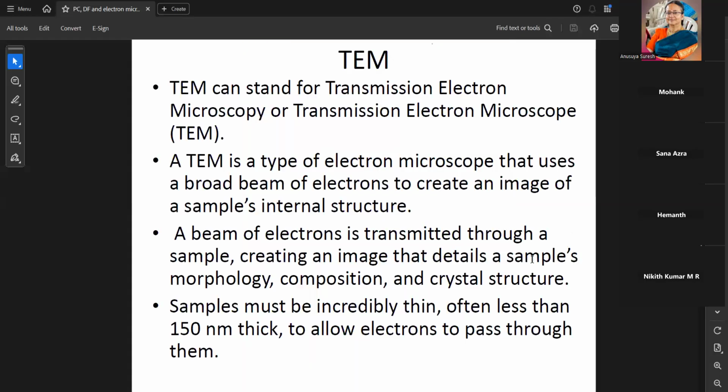Next is TEM, transmission electron microscopy. The microscope is the transmission electron microscope. Here we use a broad beam of electrons.